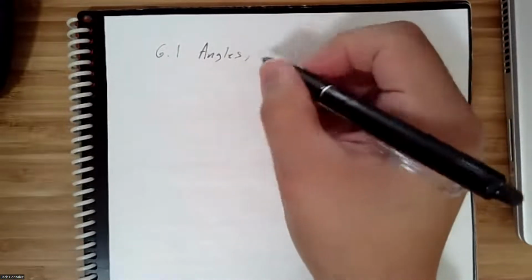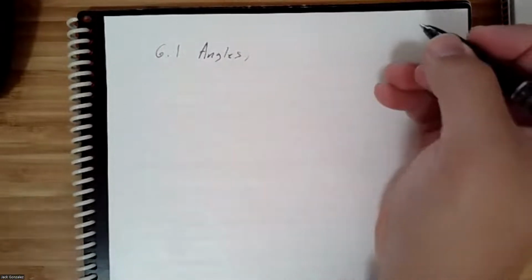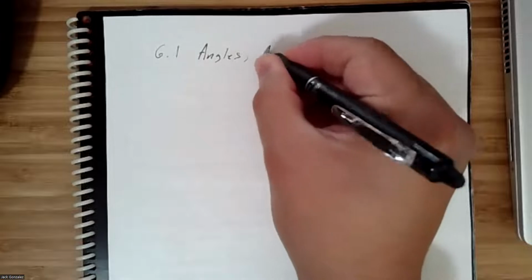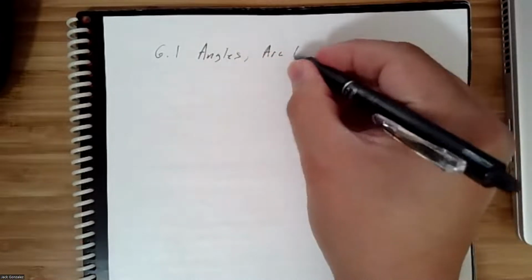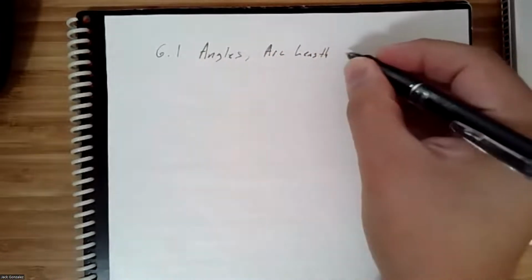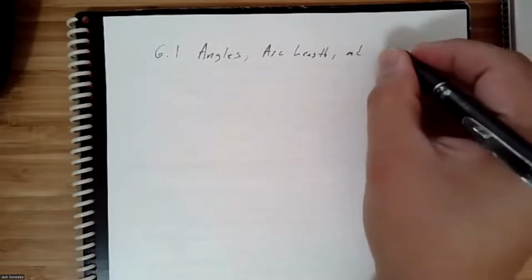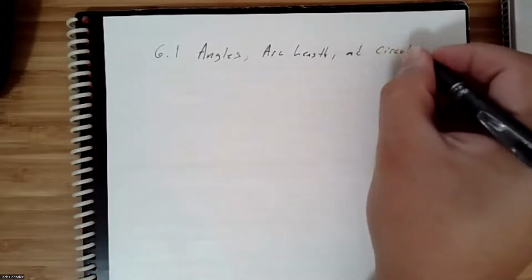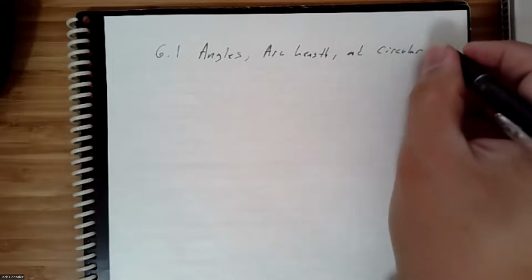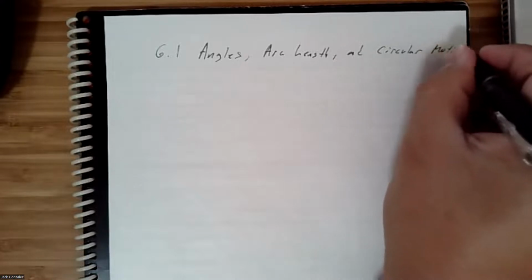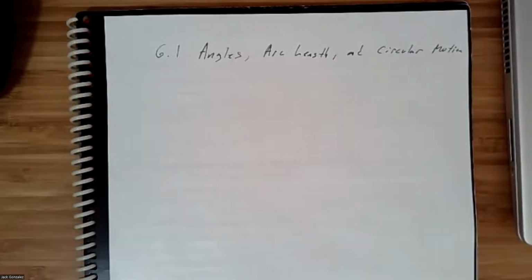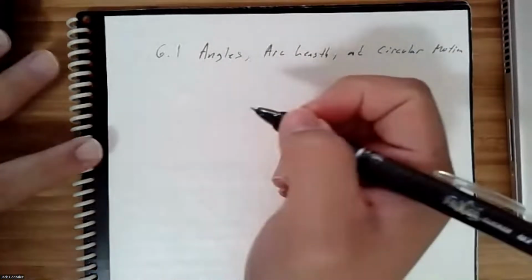All right, 6.1 is where pre-cal actually starts, trigonometry. So angles, arc length, and circular motion. So we'll briefly go over this and then we'll look at the homework and see what's going on. Okay. So the first thing you need to know is how angles are measured, how to find them, what is a negative angle, what is a positive angle. So let's talk about that first.